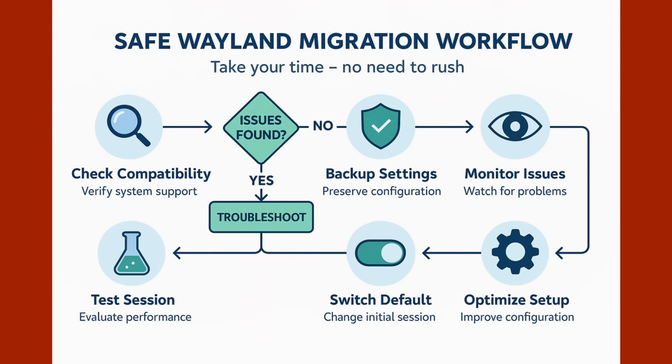GameScope -W 1920 -H 1080 -F Steam. This can significantly improve gaming performance and compatibility. For competitive gaming where input latency matters, enable tearing in your compositor settings. In KDE, go to System Settings, Display, and enable Allow Tearing. In Sway, add allow_tearing yes to your config.